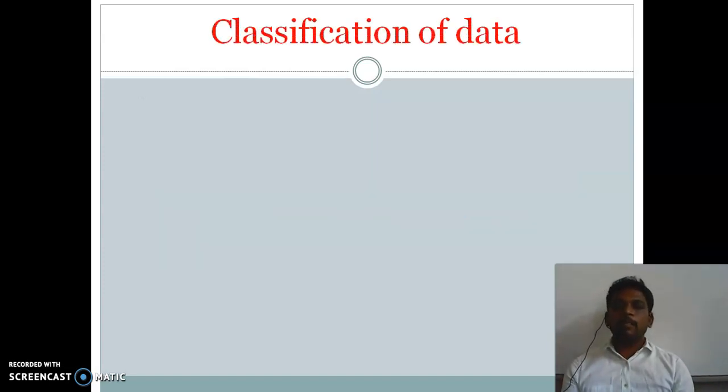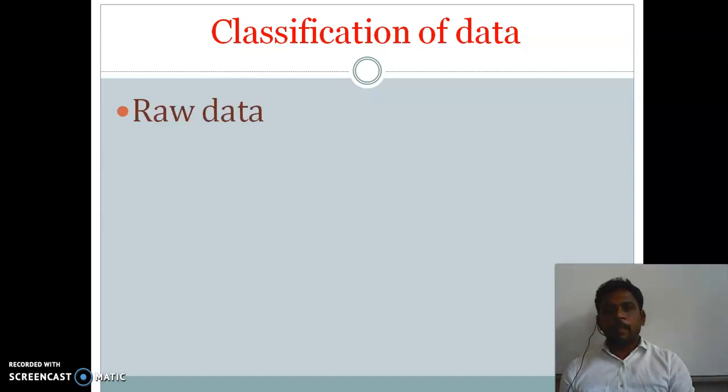And the next one, classification of the data. After collecting the data, for example, what data can we collect from a student? The name of the student, height of the student, which class he is studying now, his weight, the address of the student, or the phone number. All this information is known as data, right? After collecting this kind of information, how can we arrange it? That comes under classification of the data.